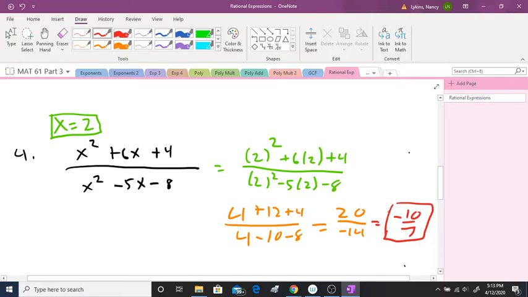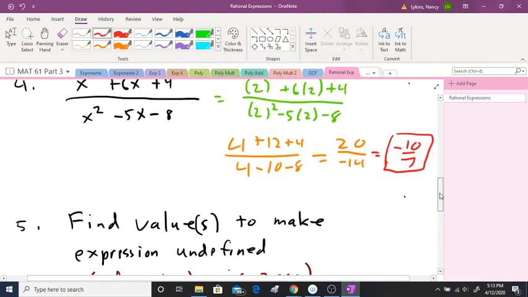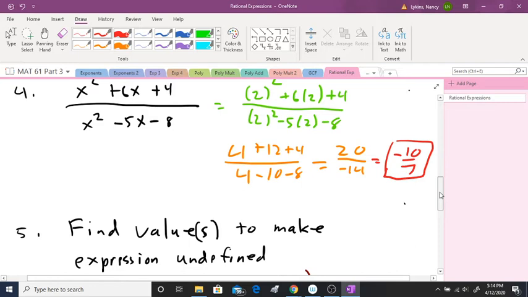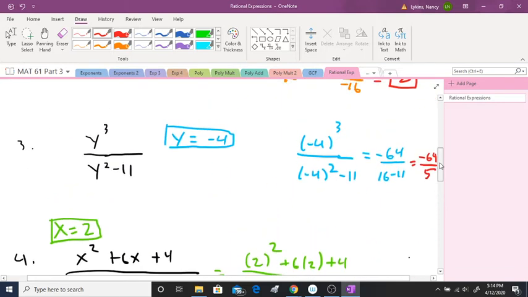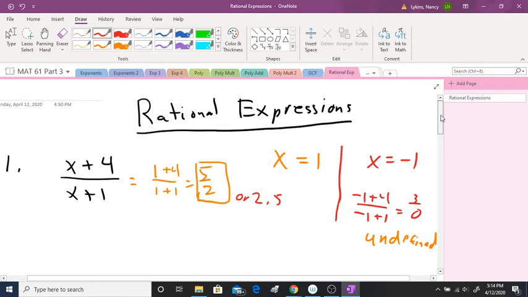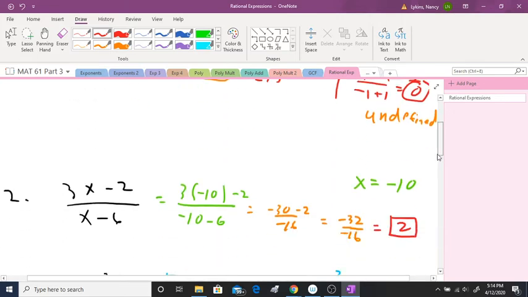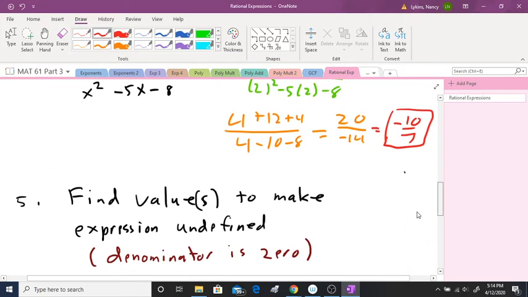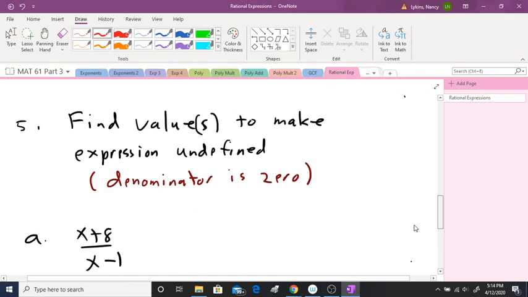So on these expressions, we just substitute the value in for the correct variable. Now, number 5 is find values to make expressions undefined. Undefined meaning, if I go all the way up to the top example, when x is negative 1, that is where your denominator is 0, that is undefined. That's what we're looking for in these expressions now. So that means the denominator is 0. What values make the denominator 0?